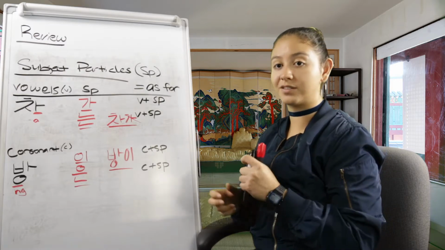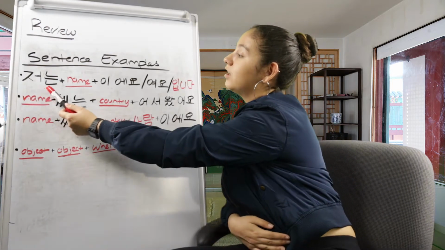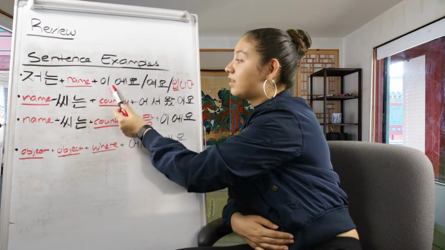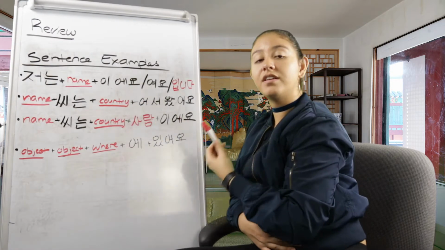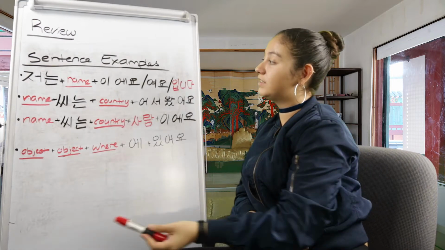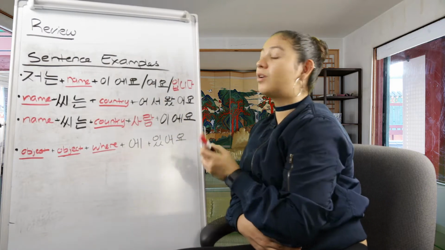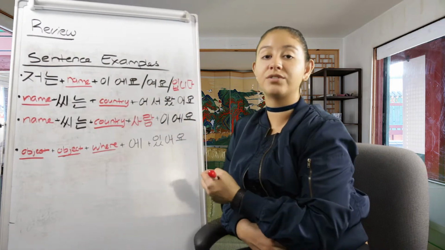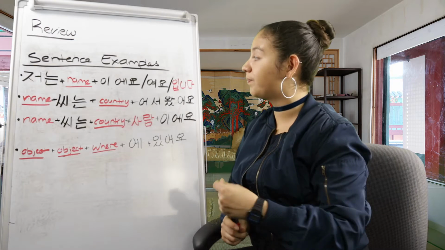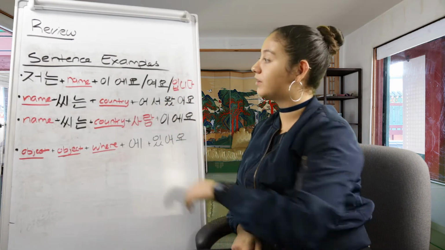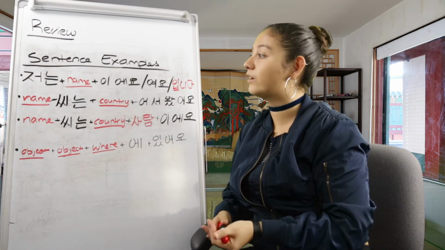So let's go on to our next part of the review. Here we have some sentence examples. Here we have our first one. 저는 into your name, 이에요. Remember, either yeyo or iyeyo, depending on if your name ends in a vowel or a consonant. This one will be the consonant, and this one will be the vowel. Or if you want to be very formal, since remember Korean has 3 structured tiers, you have regular, polite, and honorific form. This is in polite form. This is in regular. Honorifics, you don't talk about yourself. That's if you're talking about someone else.